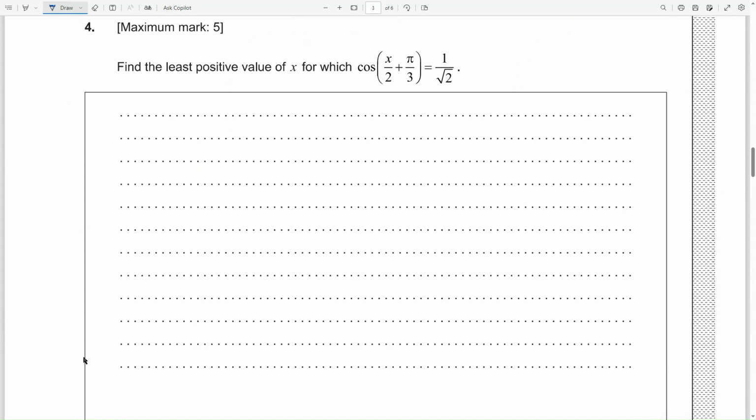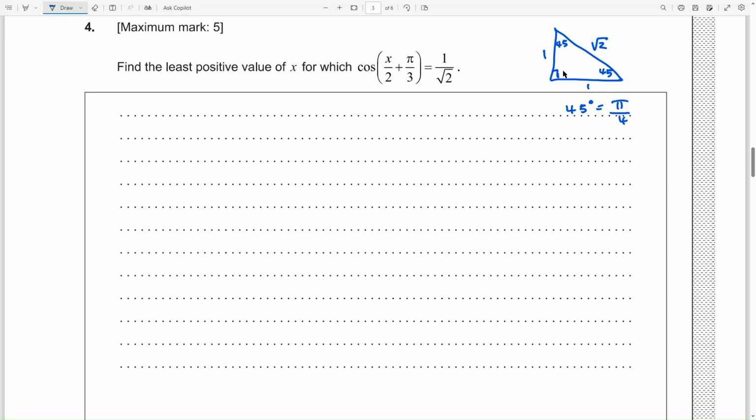Find the least positive value of x for which cos of (x over 2 plus pi over 3) is equal to 1 over square root 2. Again, remember your special triangles. You really can just memorize the final results. This one, we're working with the one that has square root 2 involved. So you can see, once again, we're working with 45 degrees, which is pi over 4.